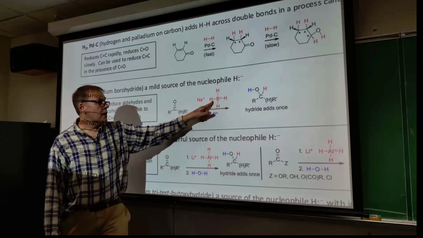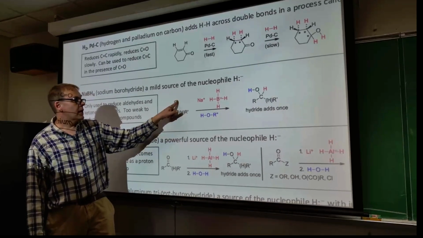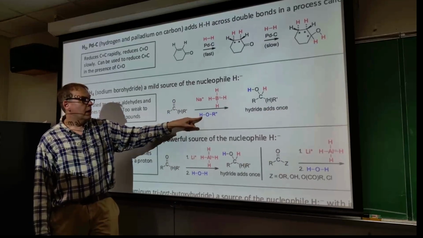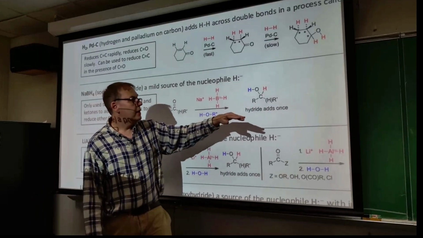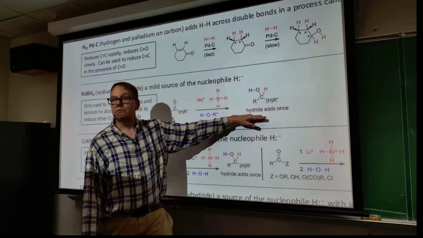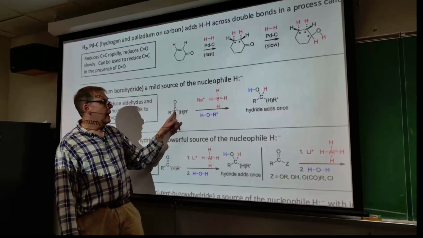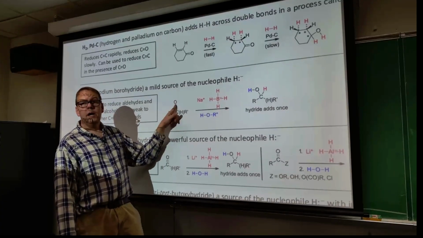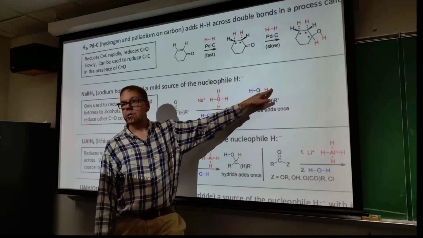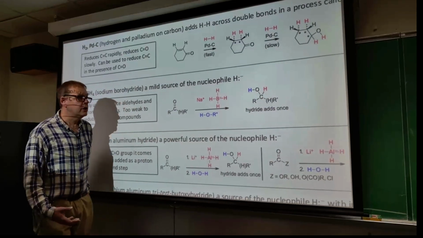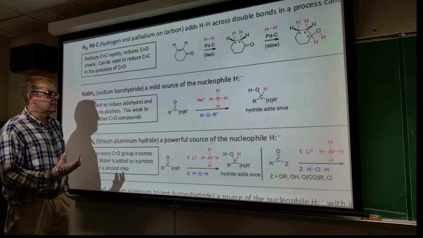One of the H's comes over and attacks that carbon, adds to it. The electrons go up onto oxygen, and they pick up a proton from an alcohol, which is the solvent, to give this product, which is a reduced carbonyl. That carbon used to be a C double bond O, having 2 bonds to oxygen and no bonds to hydrogen. And then in the product here, it's got 1 bond to oxygen and 1 bond to hydrogen. So it's clearly undergone a reduction. Hydride adds once to it. And we're going to look at a mechanism for this.